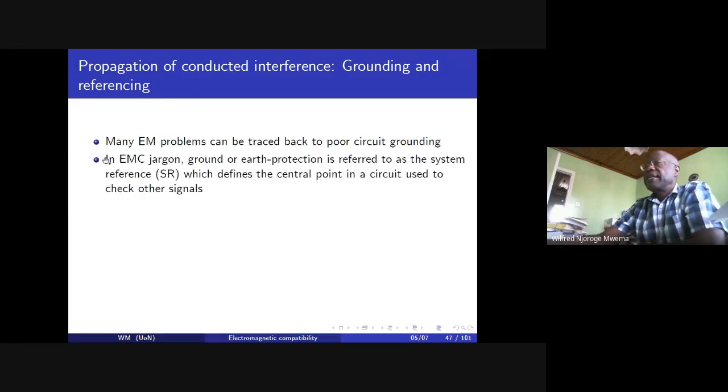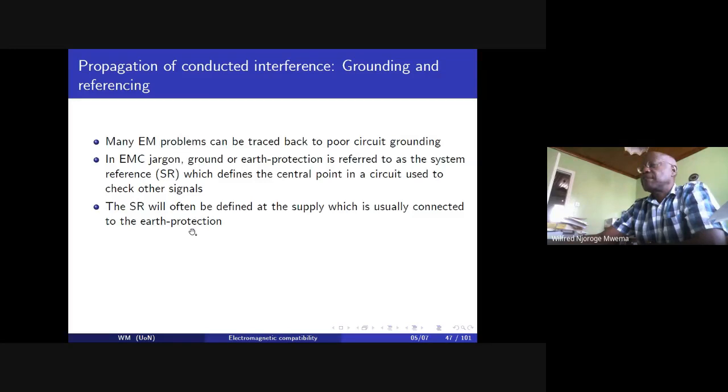So in EMC jargon, that is, in the language of electromagnetic compatibility, ground or earth protection will be referred to as the system reference, or SR, which defines the central point in a circuit that will be used to check all other signals. The signal reference will often be defined as the supply, which is usually connected to the earth protection.